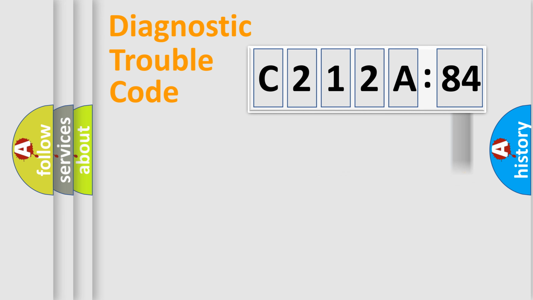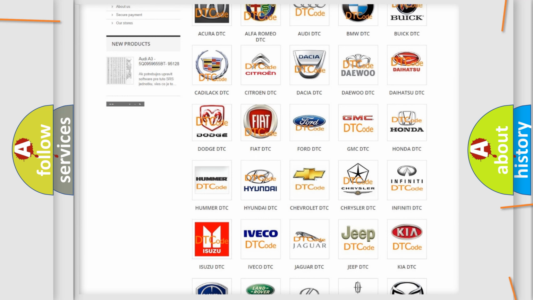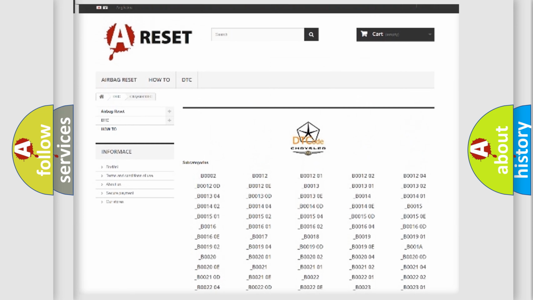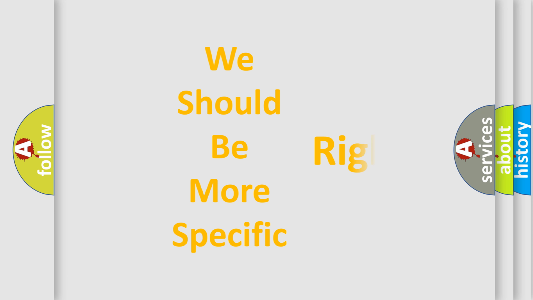The following demonstration will help you look into the world of software for car control units. You can move the video a bit further. The error code is split into 2 bytes consisting of 16 bits. 1 bit is the basic unit that each computer works with. The bit has 2 logical states: 0, low level, 1, high level.